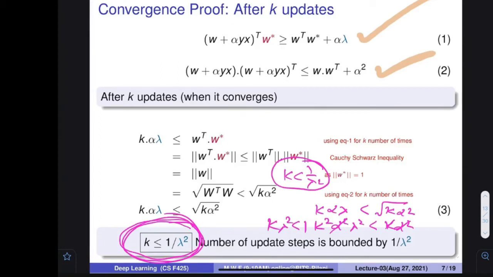Why? Because the W that you are going to get becomes correct for all the values. So you started with any W, you updated it multiple times. How many times? At most 1 upon lambda squared times, and your W becomes W star. And this is the proof that ultimately you would be able to stop, with the right kind of parameters. So this is the proof. Any questions on that?